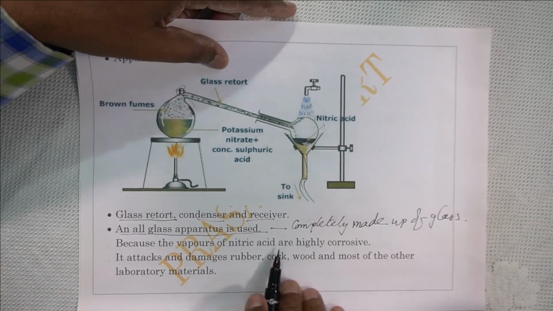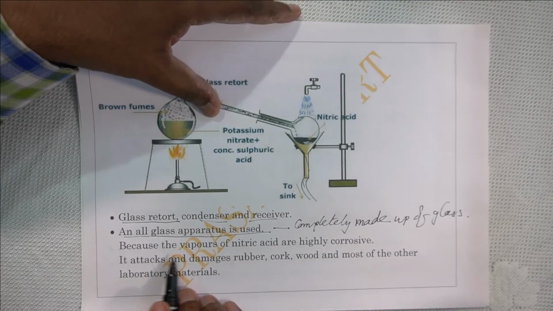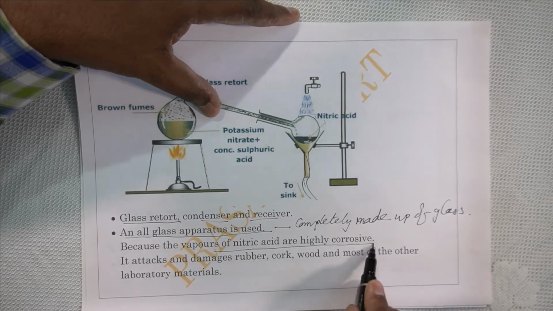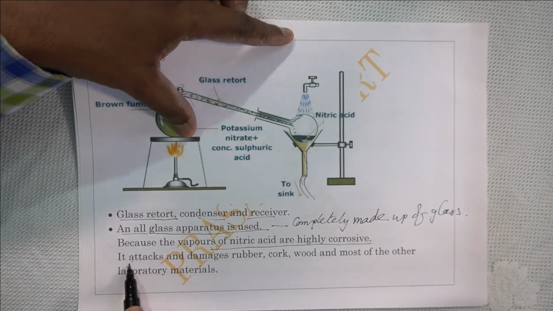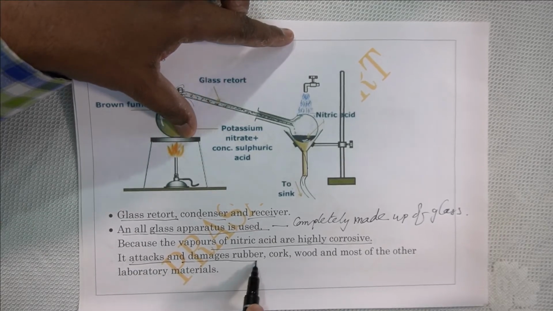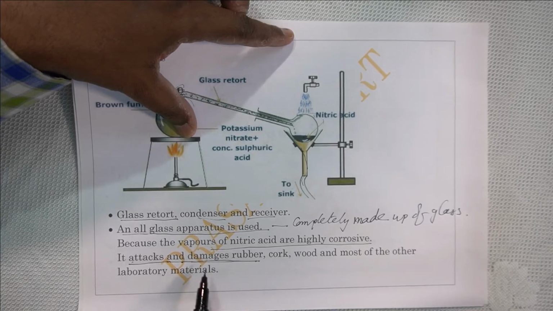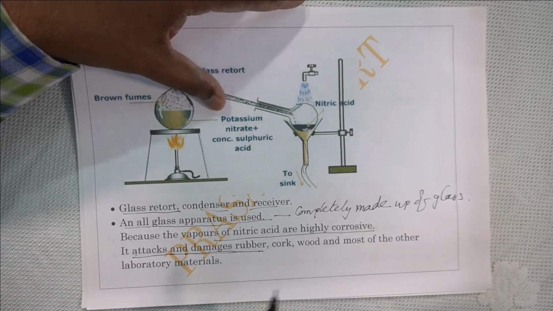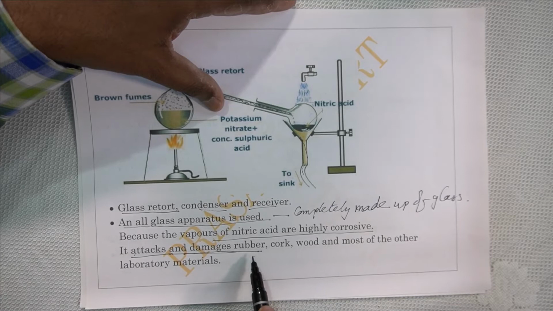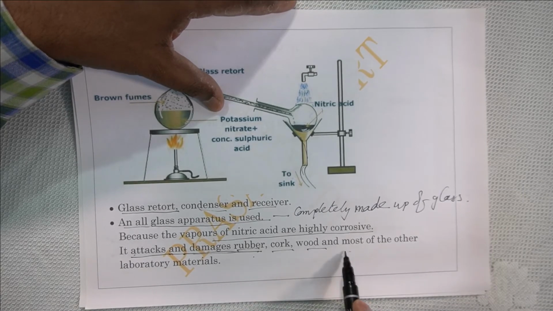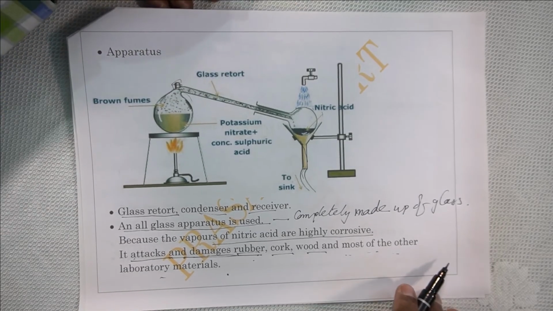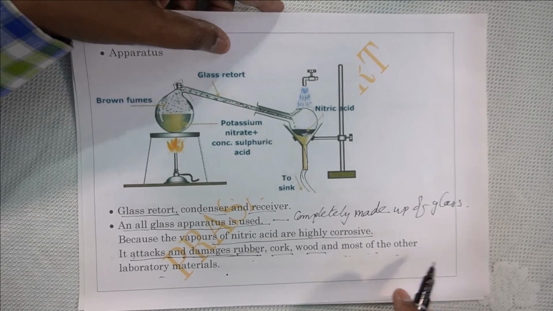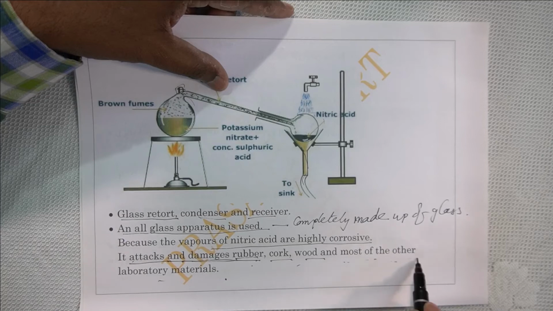Why do we need completely made up of glass apparatus? Because the vapors of nitric acid are highly corrosive. Corrosive means it will attack and damage. Please, these are the important words to note. The vapors of nitric acid would attack and damage what all things? Rubber, cork, wood, or any such other materials used in the laboratory. That means we can use only glass. We cannot use any other material. So that is why the complete apparatus is made up of glass.